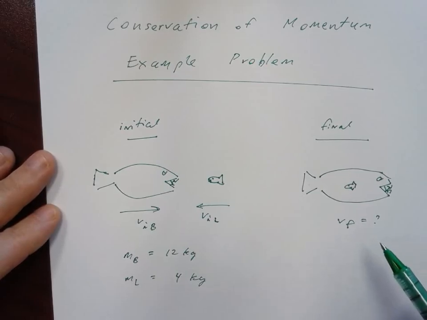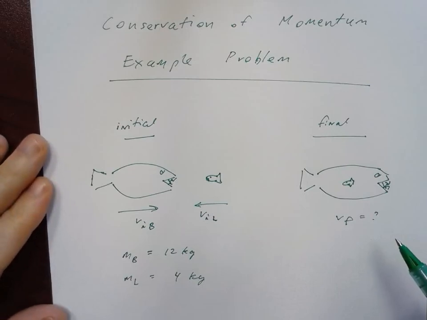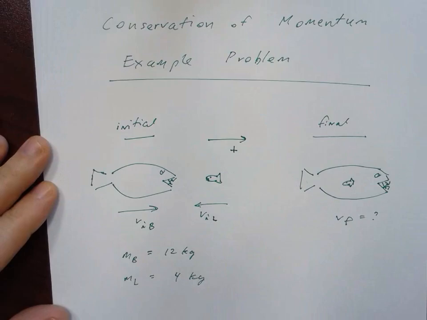Now, on my picture, I need to add something really important. Just like velocity is a vector, momentum is also a vector. It can be positive, it can be negative, because it has a direction. So we need to indicate our positive direction. It doesn't matter which way we choose it. I'm going to make positive to the right. So the initial velocity of the big fish is positive 2 meters per second. The little fish is moving to the left, the negative direction, so its velocity is negative. V initial of the little fish is negative 10 meters per second.